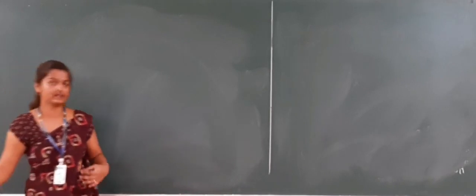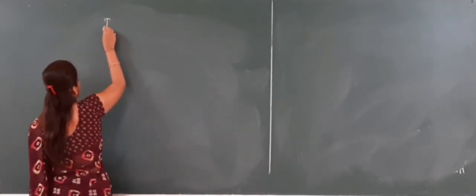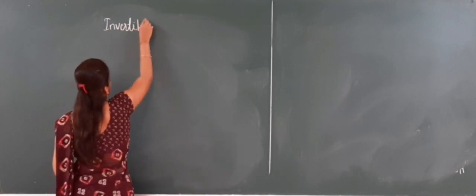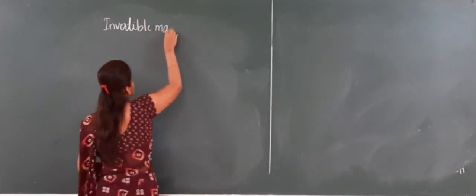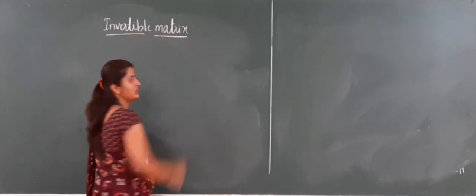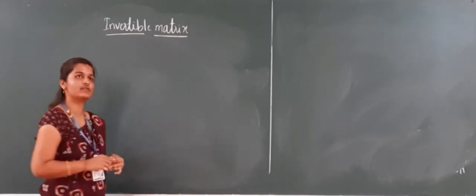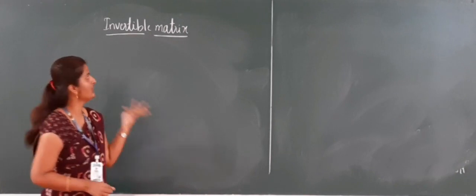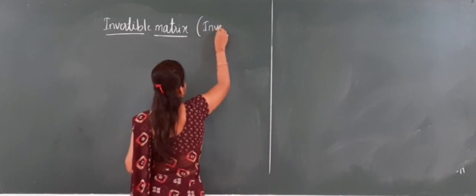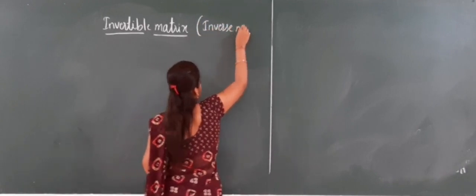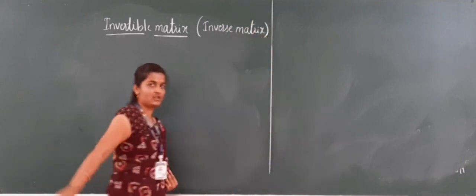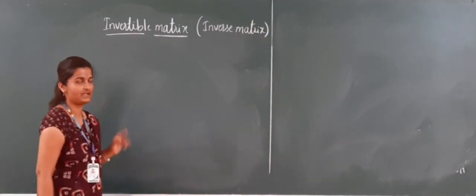So next one is invertible matrix. Have you heard the word invertible? What do you mean by invertible matrix? It means inverse matrix. Okay, so we will learn what is an invertible matrix.